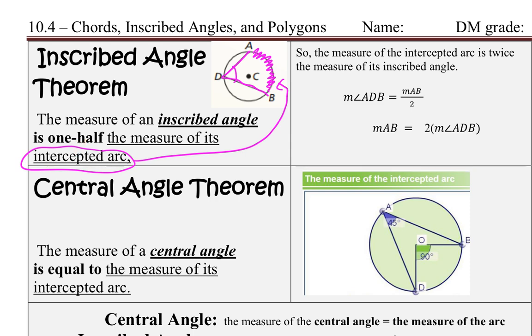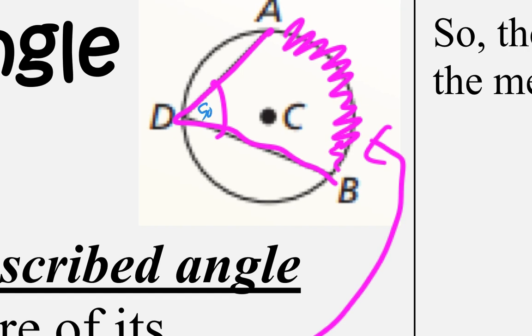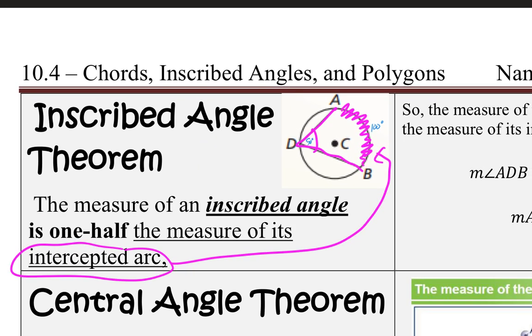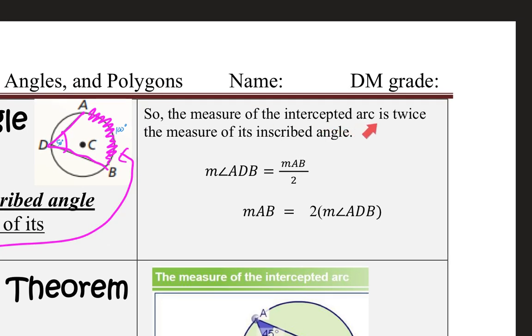So say for instance we said that this angle was 50 degrees, right? That means this arc has to be 100 degrees, right? Because we said the angle is 1/2 the measure of the arc. Okay, so that's what we want to keep in mind. So if the measure of the intercepted arc is twice the measure of the angle, then both of these are true. This says the measurement of angle ADB is the measurement of arc AB divided by 2, right?